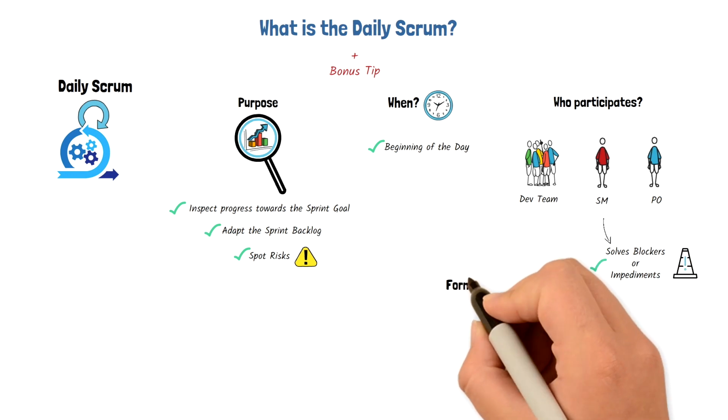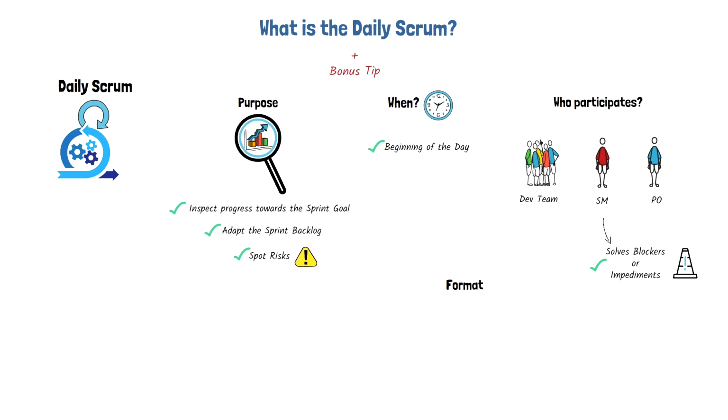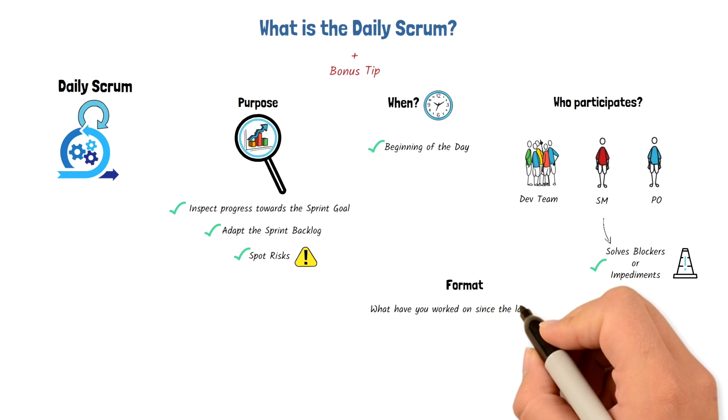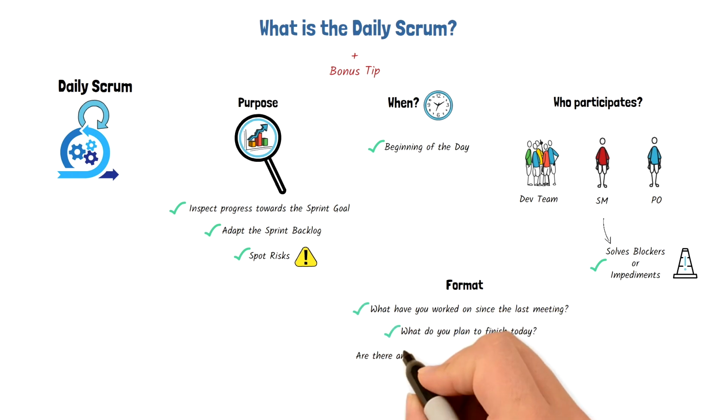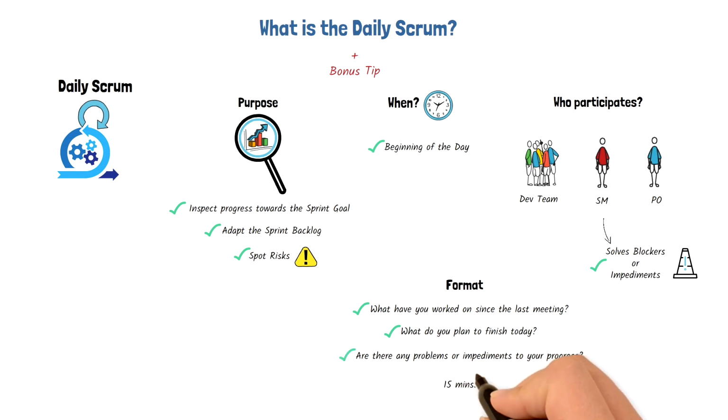The most common format for the daily Scrum is where each team member takes turns to briefly answer 3 questions. What have you worked on since the last meeting? What do you plan to finish today? Are there any problems or impediments to your progress? It's a best practice for the meeting to be 15 minutes long and occur at the same time every day. This means each team member's answer has to be brief.